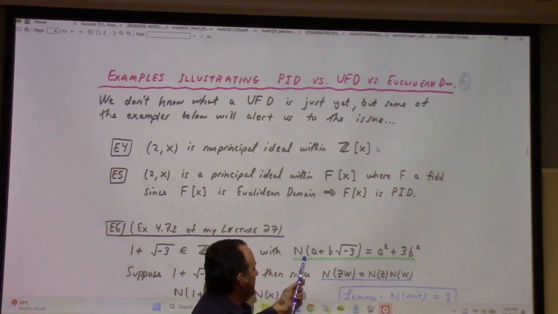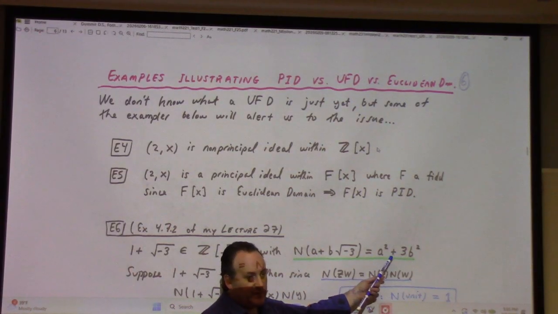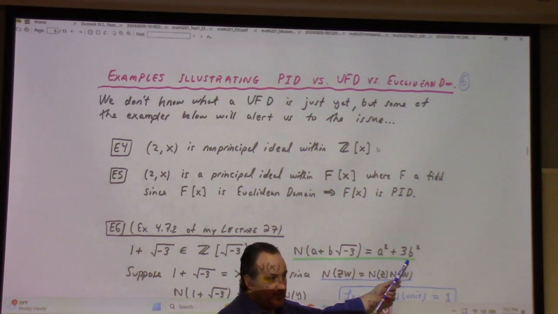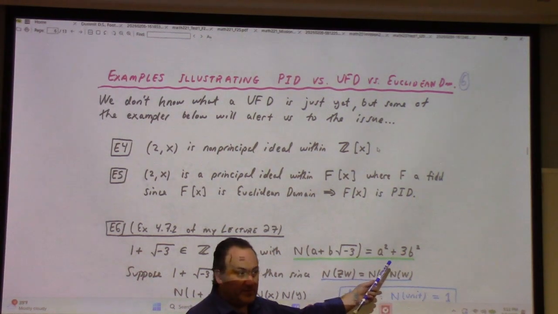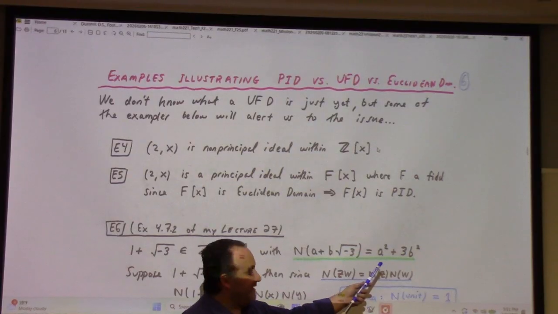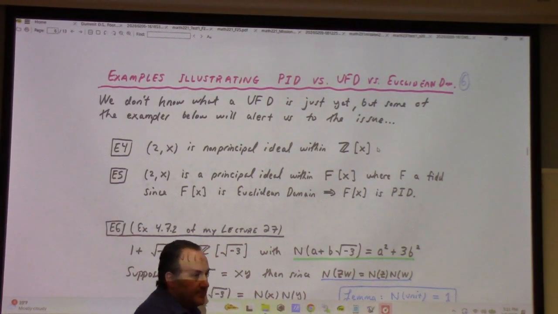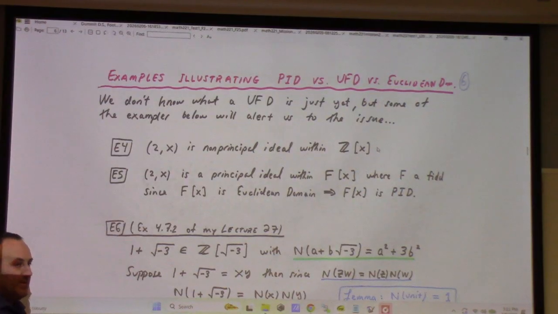So that means the only way you can have a unit in Z adjoining the square root of minus 3 is to have a squared plus 3b squared equal to 1. What are the solutions to that using integers? Tell me. I have a squared plus 3b squared equals 1. What are the solutions? 1, 0. Yeah, just 1 and 0, right? Plus or minus 1 and 0. So the units in Z adjoining the square root of minus 3 are just 1 and minus 1.